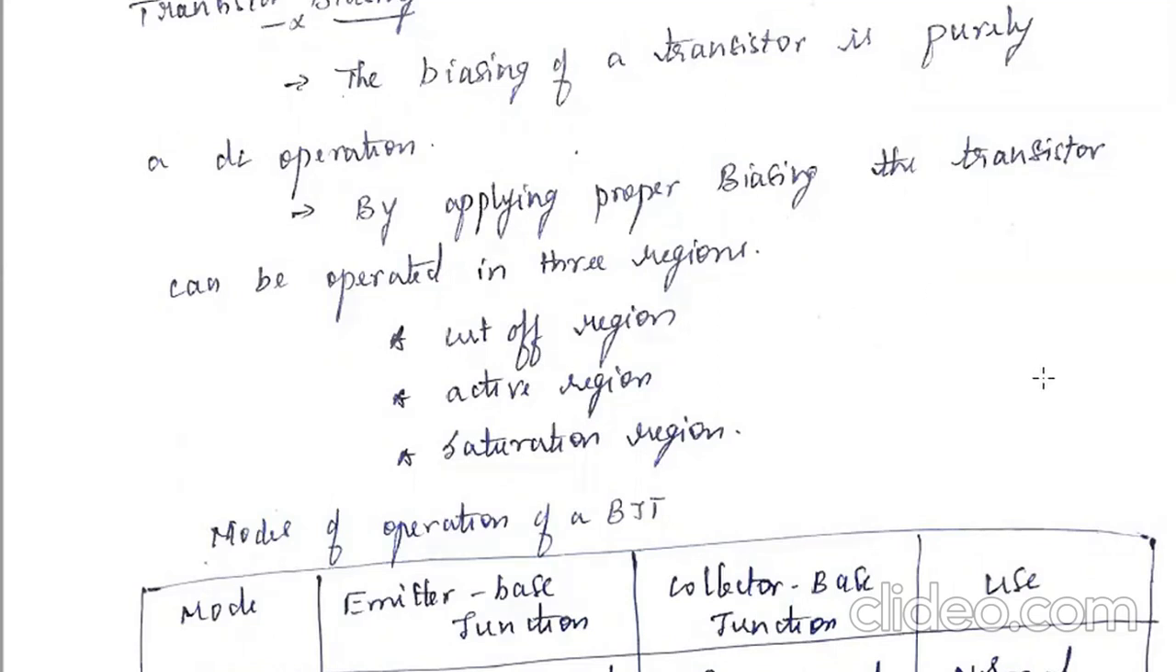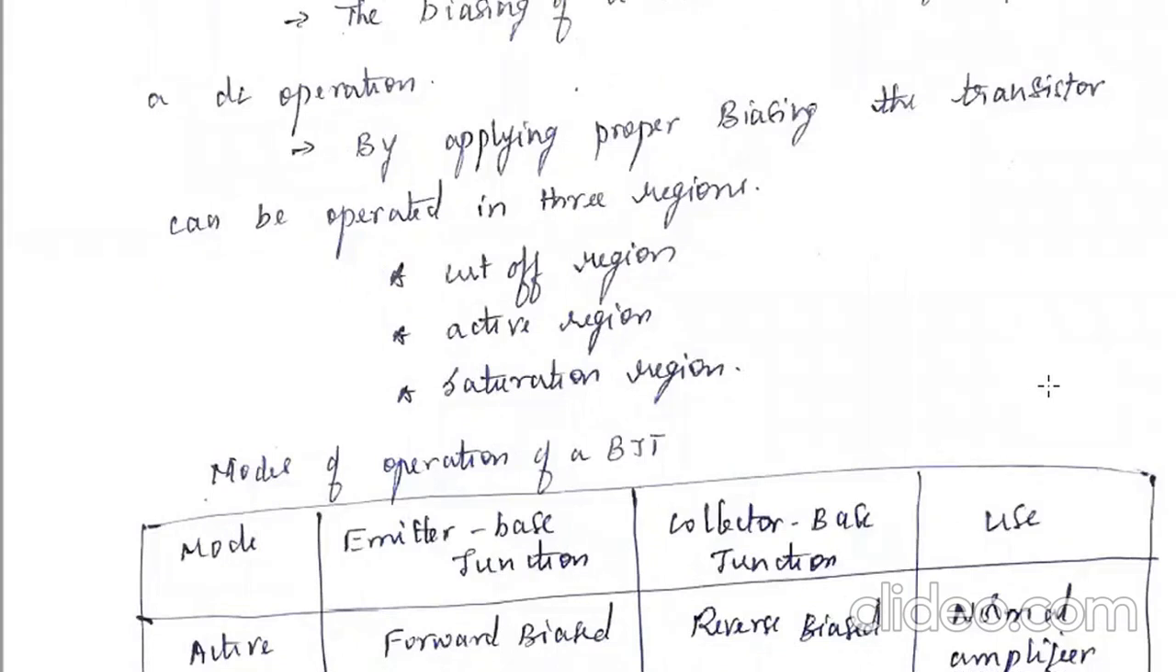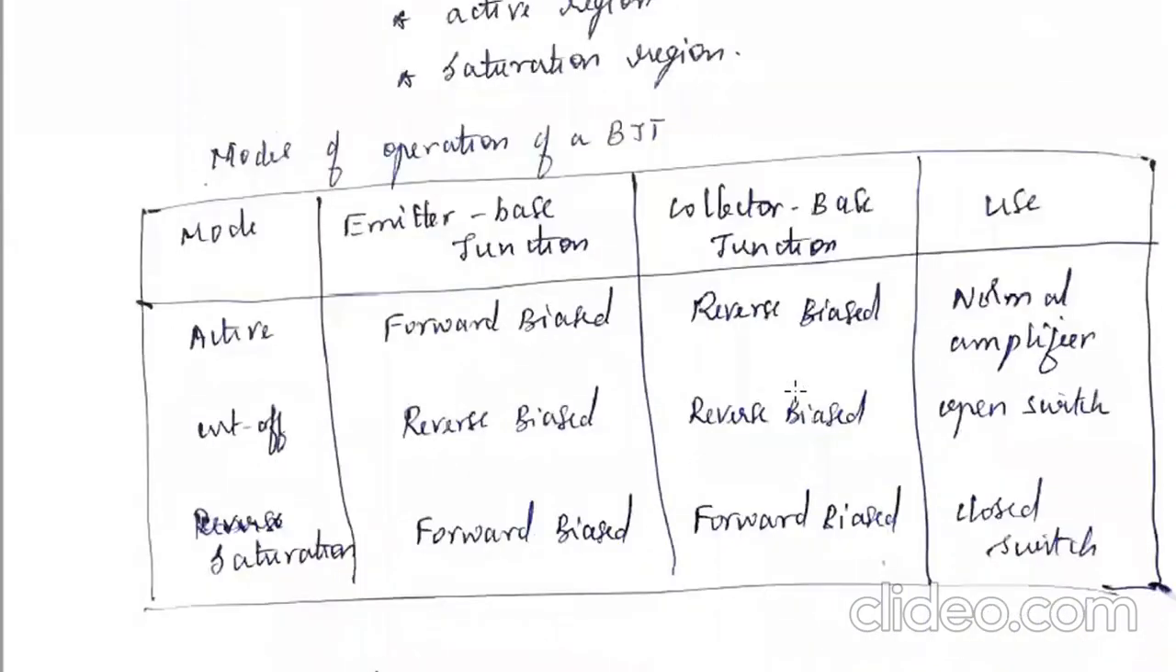By applying proper biasing, we can make the transistor operate in three regions. You are familiar that the transistor can be operated in three regions: cutoff region, active region, and saturation region. Next, we'll see the modes of operation, and how to make a transistor operate in all three regions.